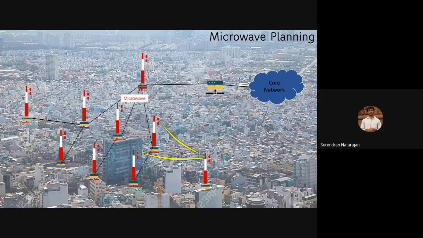So I preferred this one because it is very safe. Microwave is vulnerable to a lot of cases: atmospheric cases, terrain cases, equipment cases, and also maintenance issues. So whenever the hop length is very short, it is very safe to install a microwave link. So I preferred this one. Okay, this is one activity.